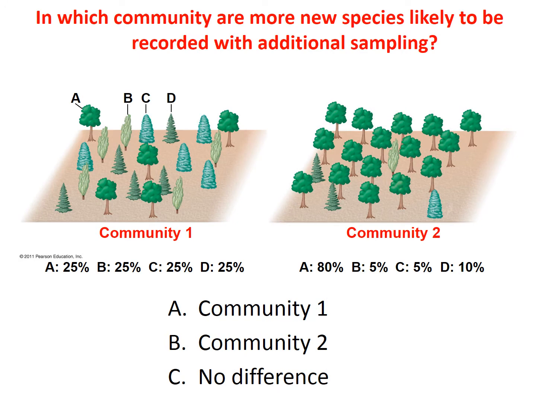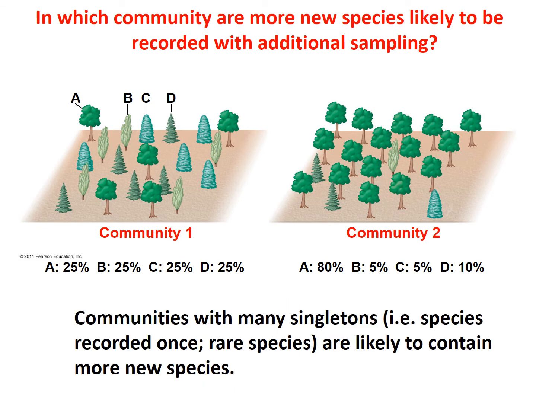Let's now take this one step further. This is a bit tricky, so think through it carefully and pause if you need to. In our two tree communities, which community do you think we're more likely to find new unrecorded species if we add more samples or if we expand our sampling? Well, the answer here would be community 2. And the reason for this is that generally communities that contain more rare species are thought to be more likely to contain other rare species that have yet to be sampled.